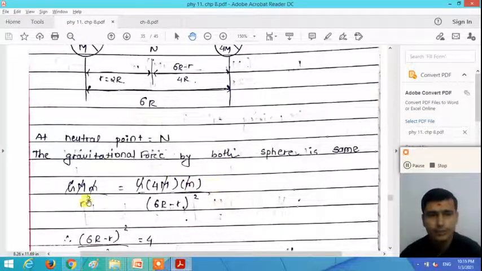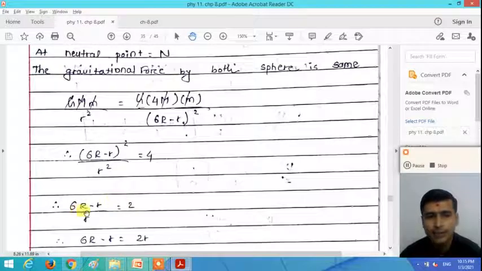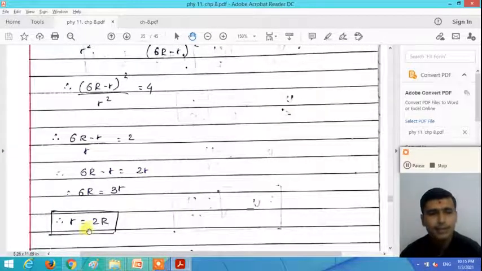Clear? Here G, capital M and small m cancel out, and we get (6r minus r) whole square divided by r square is equal to 4. Taking the square root, we get (6r minus r) divided by r is equal to 2. Now calculating, 6r minus r is equal to 2r, and from that we get small r is equal to 2r.